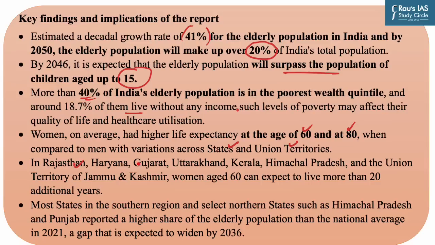In Rajasthan, Haryana, Gujarat, Uttarakhand, Kerala, Himachal Pradesh and the Union Territory of Jammu and Kashmir, women aged 60 can expect to live more than 20 additional years. Now, most states in the southern region and select northern states such as Himachal Pradesh and Punjab reported a higher share of elderly population than the national average in 2021, a gap that is expected to widen by 2036.